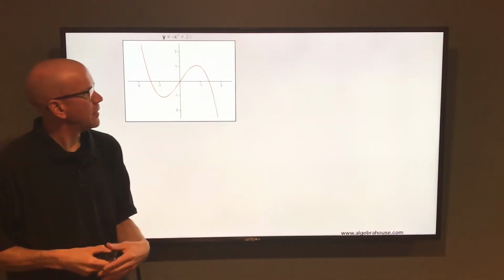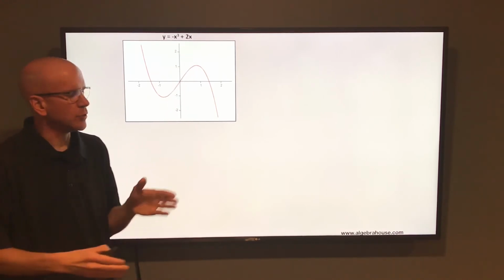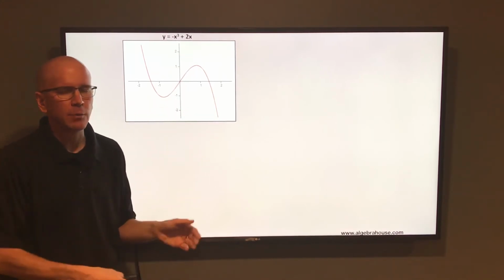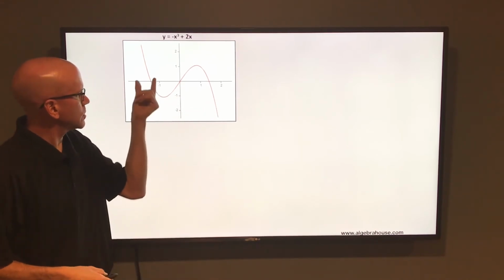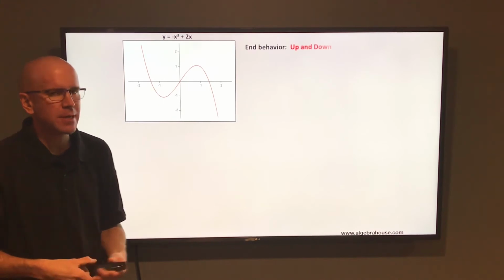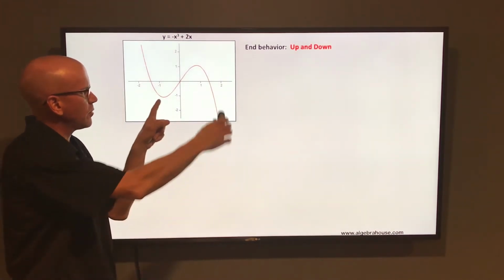This is the graph of y equals negative x to the third plus 2x. To state the end behavior, you look at the left side, look at the right side. What's happening? What does it look like it's doing on the left? What does it look like it's doing on the right? Well, it looks up on the left and down on the right, so the end behavior you would state as up and down. As far as the turning points go, there are two turning points.